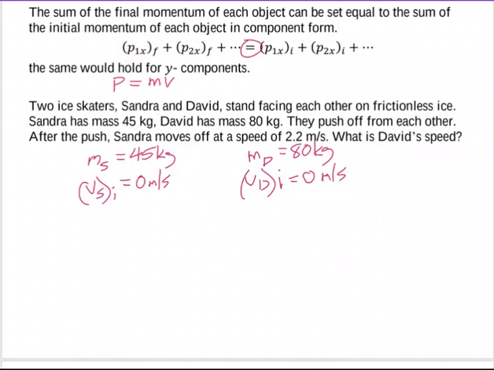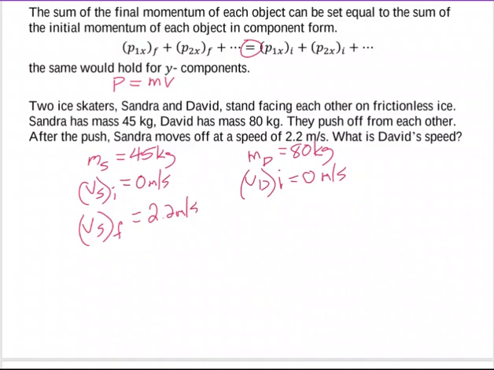Now, they gave us Sandra moves off at a speed of 2.2 meters per second. So we have velocity of Sandra final is 2.2 meters per second. Okay, so here's where it doesn't really matter which way you define the motion. David is pushing off and he's going opposite in direction of Sandra. So what is his final velocity going to be in terms of sign? Negative. It's going to be negative. He's going in the opposite direction, right? So we know that much at least. So I don't really need to draw a picture. I know the answer is going to be negative here, okay?